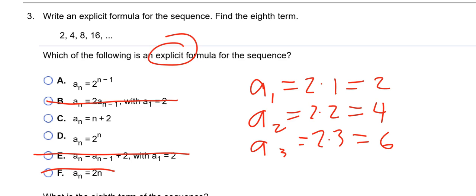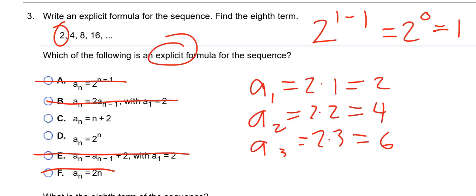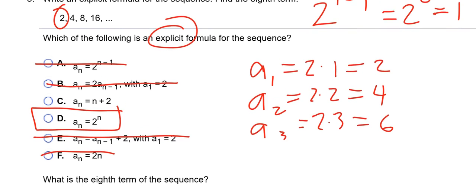Let's see, what happens if I plug in a 1? We're going to get 2 to the 0. Anybody know what 2 to the 0 is? 1. Because the first term is not 1, it's 2. It is D. That is correct. Now, letter A was a reasonable shot. I will tell you that. It just started with the wrong number. So that wasn't a bad choice.